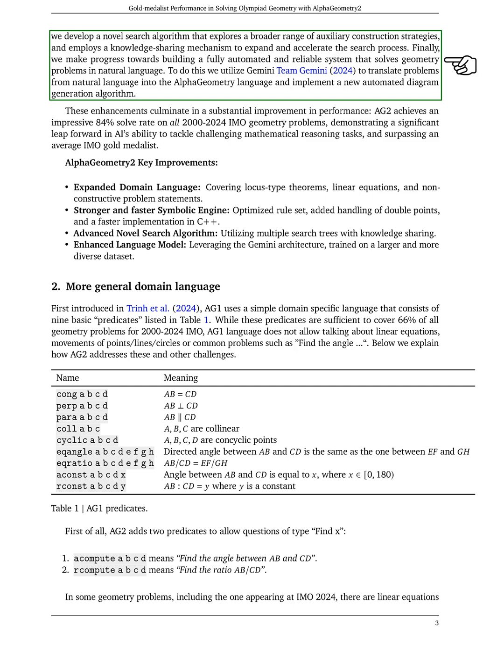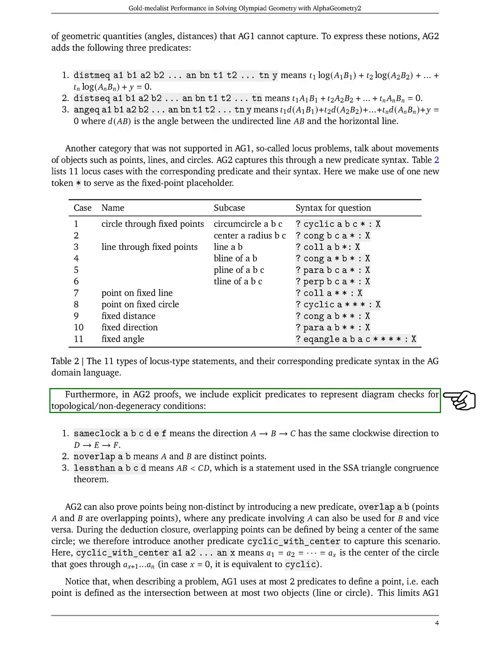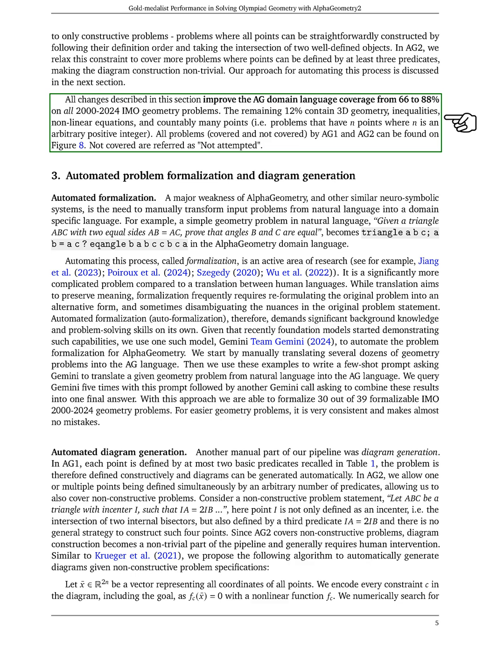Furthermore, we address locus problems, which involve the movement of geometric objects, through a new predicate syntax. We include explicit predicates for diagram checks to ensure topological and non-degeneracy conditions. By relaxing the constraints on how points are defined, AG2 can now handle more complex problems, improving the coverage of the domain language from 66% to 88% for all IMO geometry problems from 2000 to 2024.